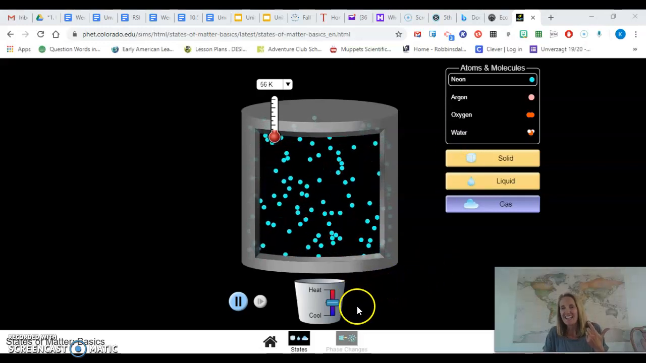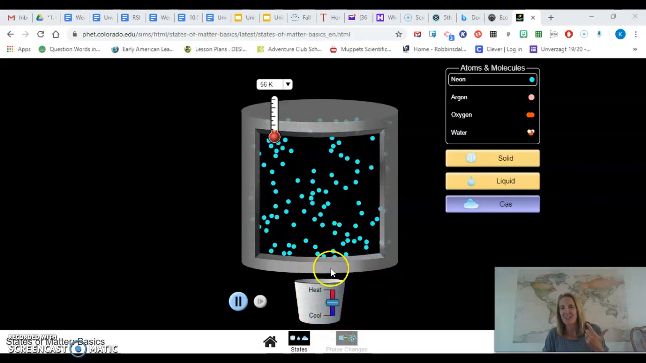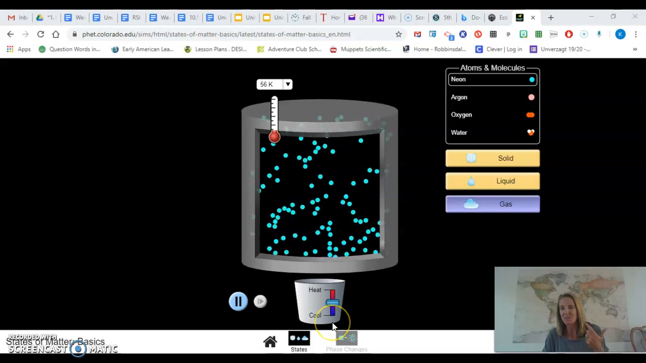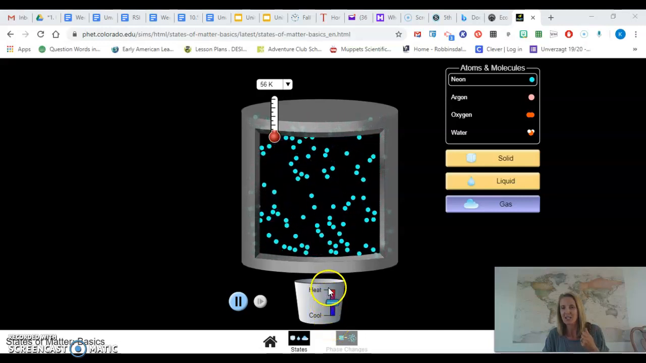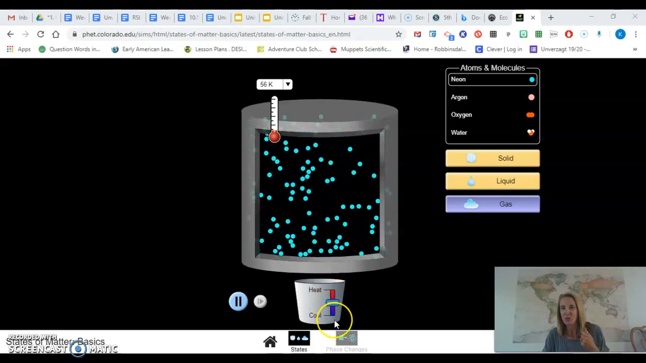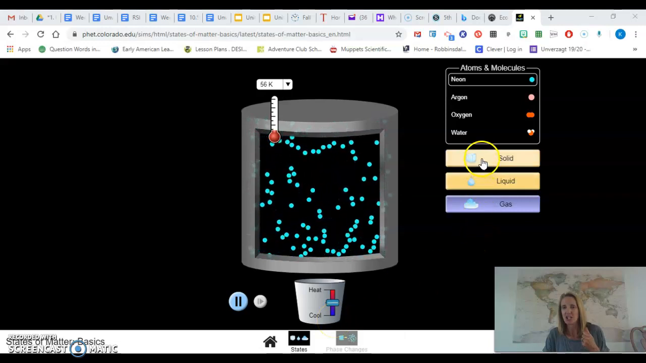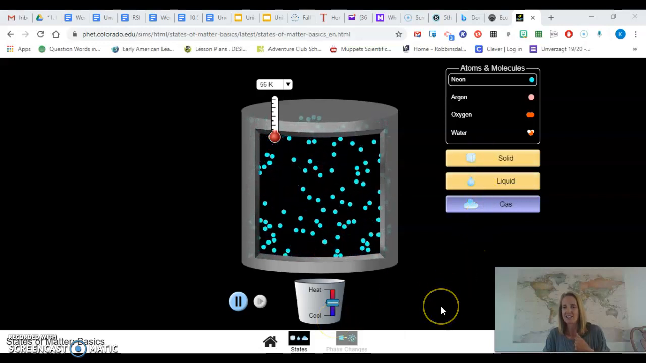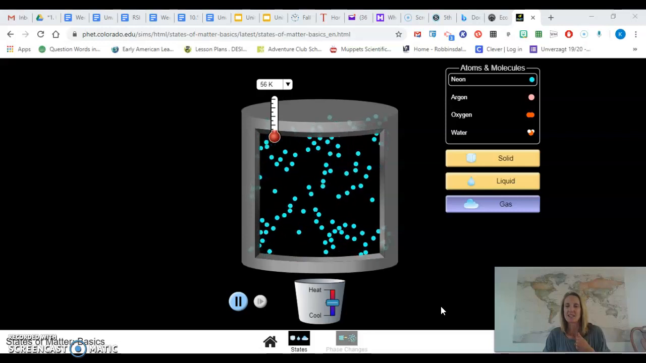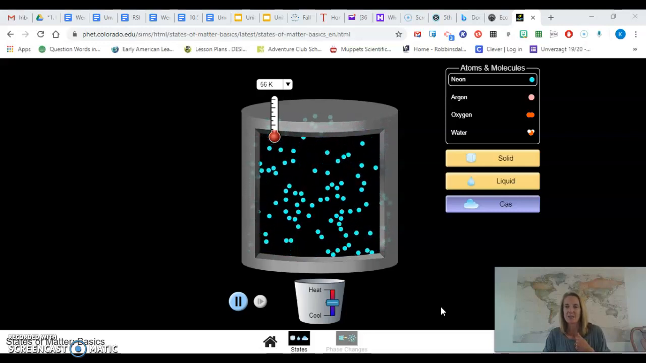All right, and then there are some little extras on here for those of you that really like to experiment and test things out. You can heat it up and cool it down. You can change it in between states to see how the atoms react.